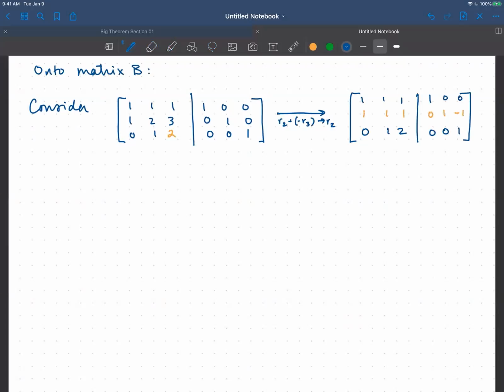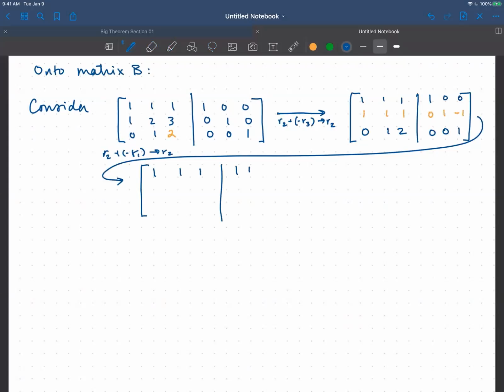And now let's take row 2 and add negative 1 times row 1 to it. So I'm going to take row 2 plus negative 1 times row 1 and make that my new row 2. So row 1 stays the same. Row 3 stays the same.